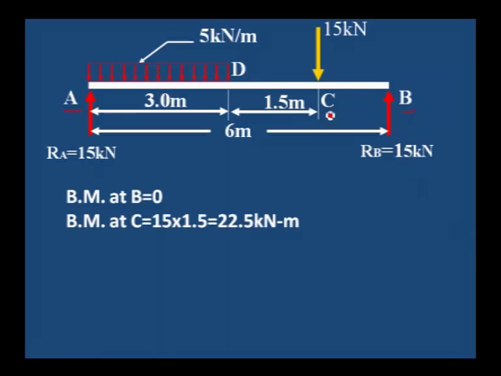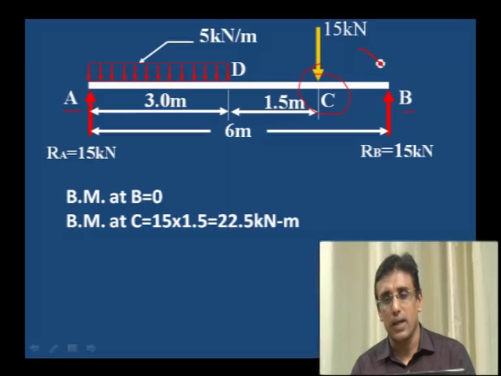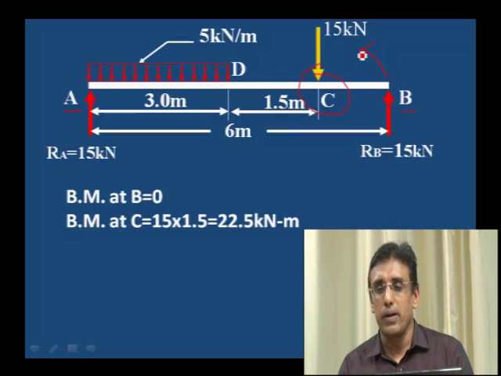Bending moment at C, at this C point we have to take the moment. Right side of the C, only one load is acting, that is RB into distance, which is an anti-clockwise moment. That is why we consider anti-clockwise moment as positive, clockwise moment as negative. 15 into 15 is RB value into distance 1.5. From C to B is 1.5.